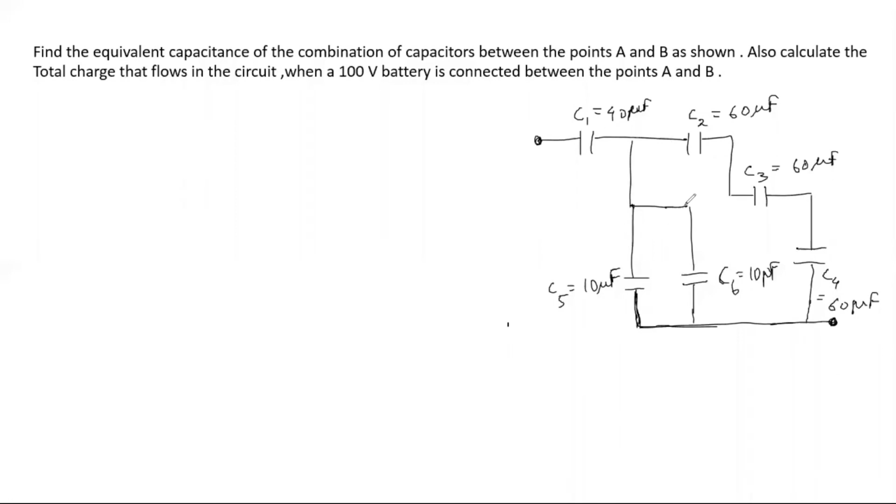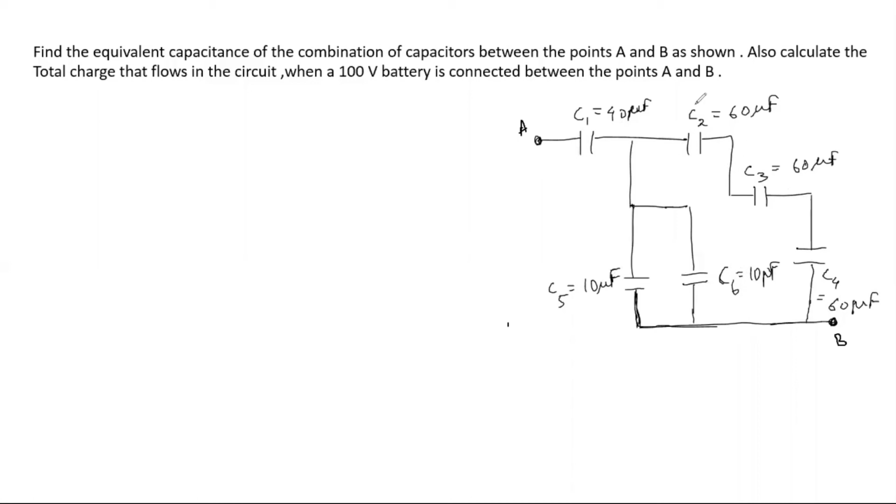So here in this arrangement, the capacitors are arranged. Now you have to find the equivalent capacitance and also calculate the total charge when a battery of 100 volt is connected between the points A and B. Point A and let's say this point B. So you have different capacitors: C1, C2, C3, C5, C6, C4, and all have different values, right? Because what we are going to do is redraw the circuit diagram, and then we'll find the effective capacitance of such an arrangement, right?